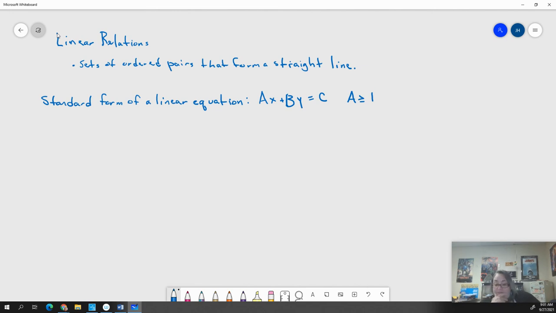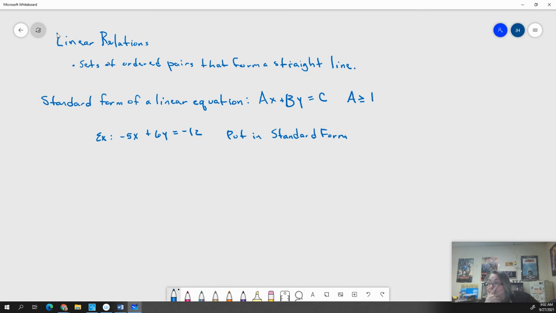So if I'm given, for example, negative 5x plus 6y equals negative 12, and I'm asked to put this in standard form, put in standard form. What is the only thing keeping this from being in standard form right now? It's tricky.